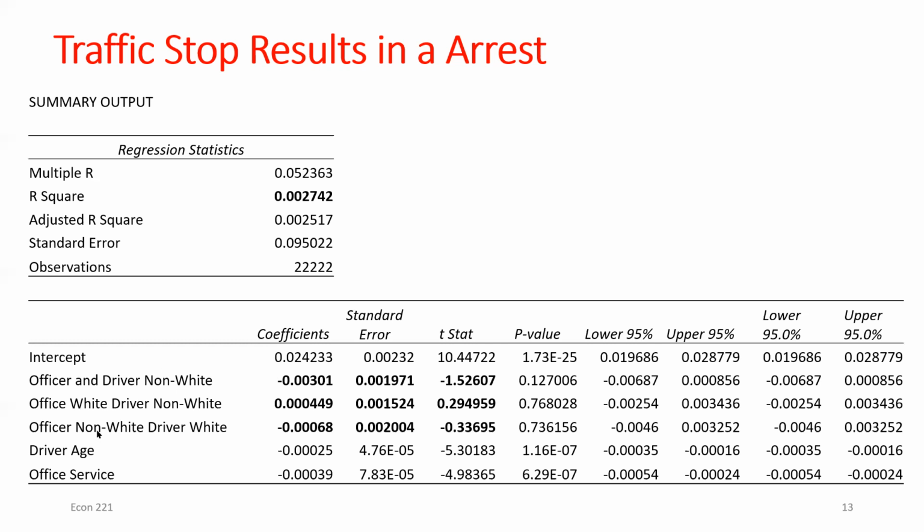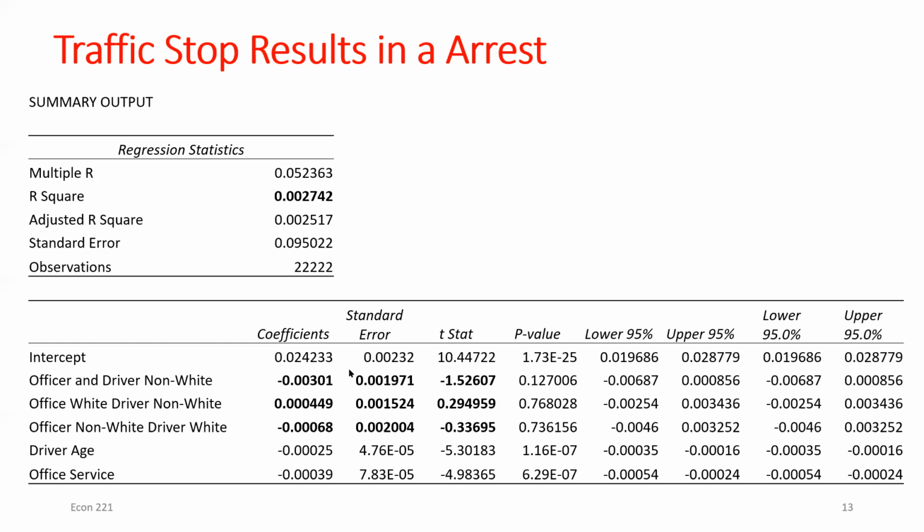And then if we look at when the officer and driver are both non-white, or when the officer's non-white and the driver's white, it looks like there's a slight decrease in the probability that it turns into an arrest. However, those p-values are pretty high. This one's starting to get closer to being significant, but still we can't say that any of these are significant at the 80% level.